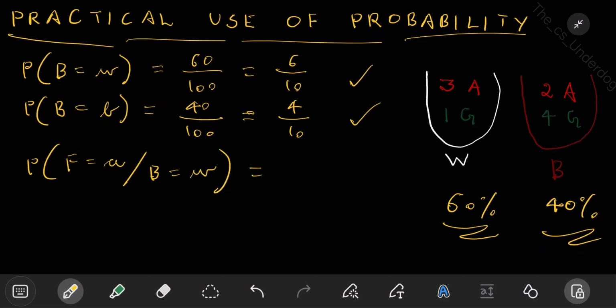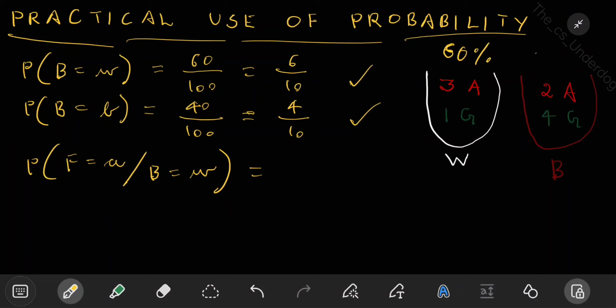So what did you do? You first selected the white bag. You remember that white is picked 60% of the time and brown is picked 40% of the time. 60% of the time I'll pick white bag and 40% of the time I'll pick brown bag.